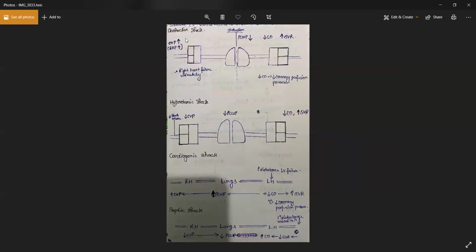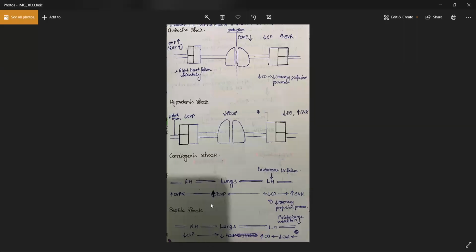In case of an obstructive shock, the obstruction is just before the lungs. So every pressure after that will be decreased. And the resistance will be increased and the pressure before it will be increased. In case of hypovolemic shock, you're having a reduced pressure everywhere, but an increased SVR. In case of cardiogenic shock, the disturbance lies in the left heart. So the pressure before it will be increased and the pressure after it will be decreased.